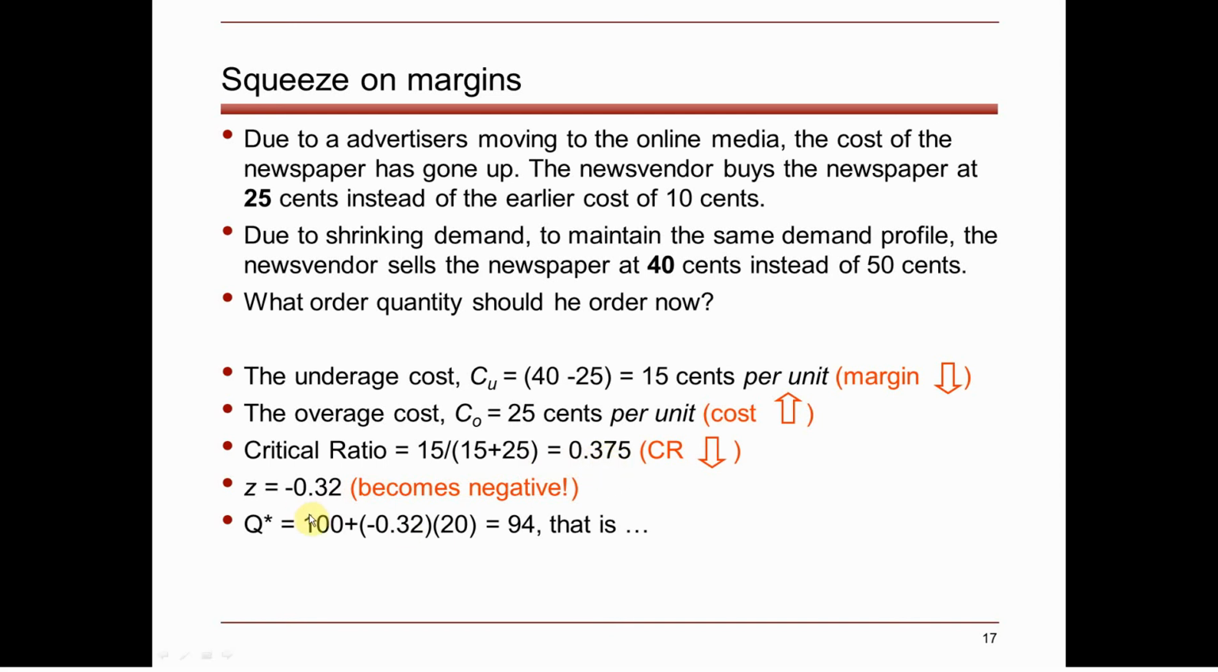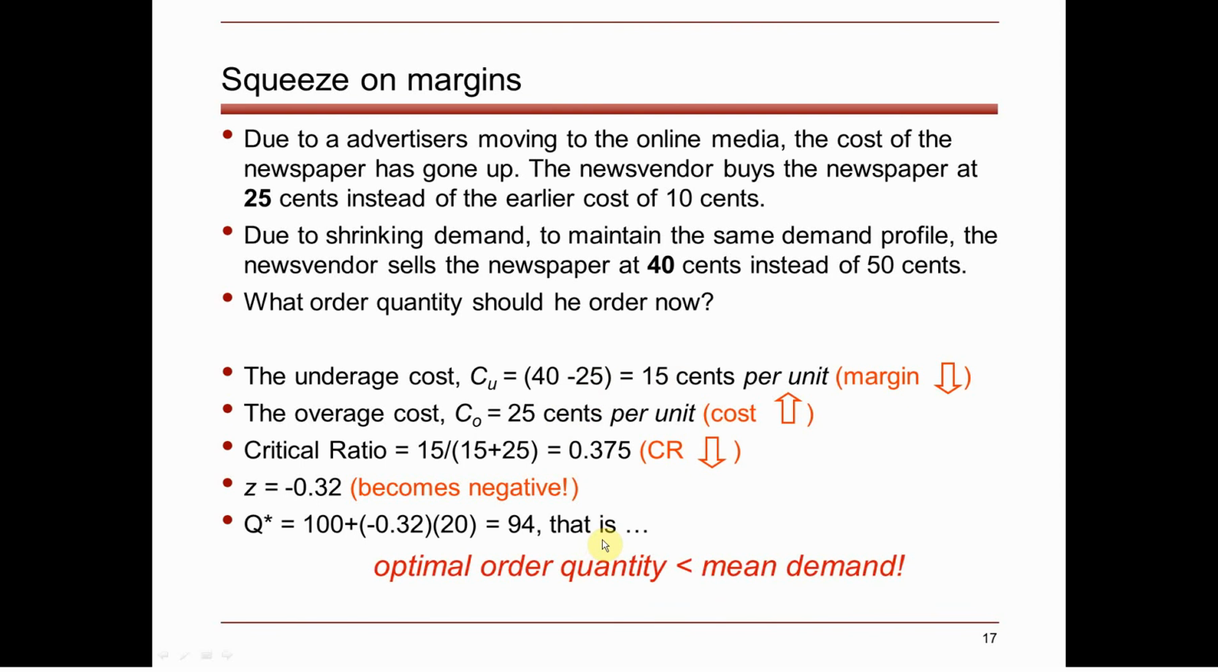So plugging this into our formula, again, we expect to sell 100 units plus the negative z value, -0.32, times our standard deviation of 20. Now it says that we should only keep 94. In other words, don't order more newspapers, hold less, and allow yourself to sell out, because it hurts us more to have expensive newspapers than it does to lose sales.